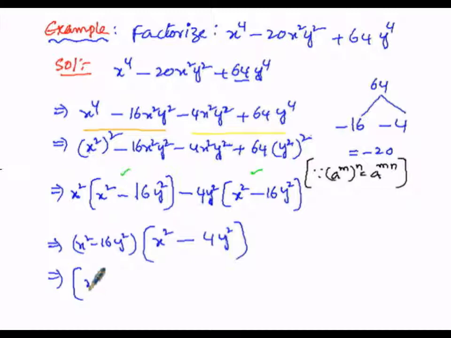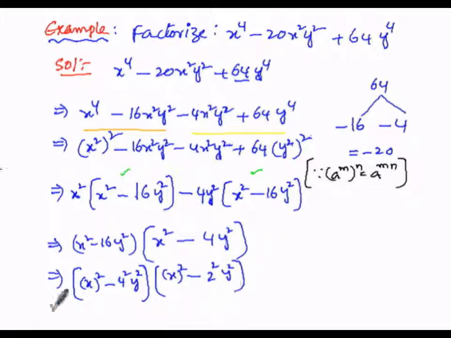Then that implies, in the first bracket I want to write x square as x whole square, minus 16, which can be written as 4 into 4, 4 4s is 16, or in other words 4 square. Then y square as y square itself. Then in the second bracket, x square can be written as x whole square, minus 4 which can be written as 2 square, 2 2s is 4. Then y square written as it is.